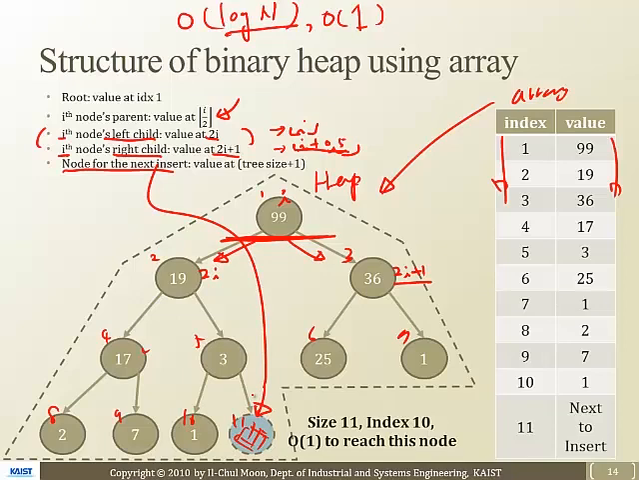So that means if we just track the tree size, we can access a certain node position up to here, right? And actually it should be index 11. Sorry about that. That's an error from the PPT.